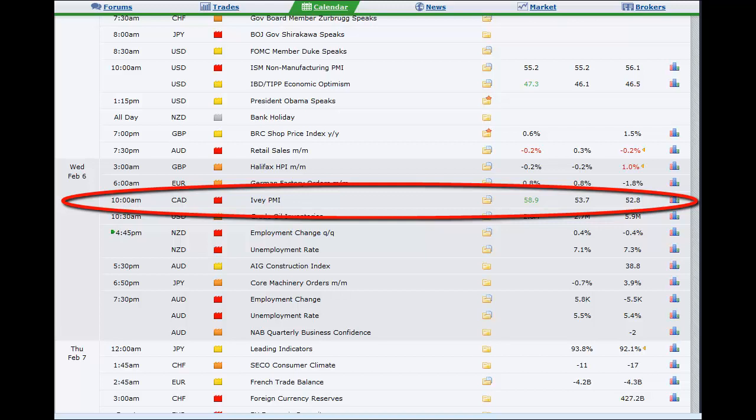Well, in this particular case, the forecast was 53.7. The actual was 58.9. That is a deviation of 5.2 on the Canadian IVEY PMI. Therefore, the trigger was definitely met. We're now going to take a look at some charts to see how this particular trade ended and actually where it started. And actually, it's still in motion because it's only 3:37 as I'm recording this. And this trade can still run for a while.